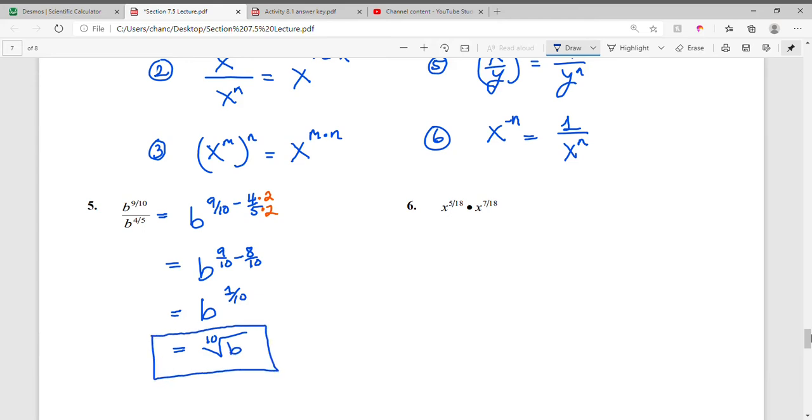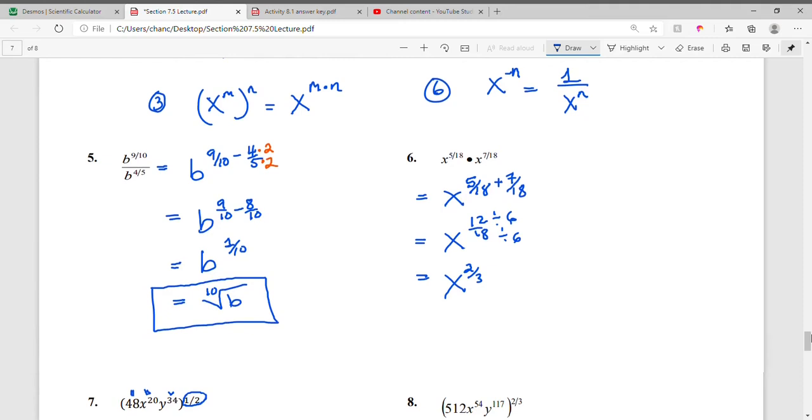For question 6, I'm going to use the product rule. This is equal to x to the 5/18 plus 7/18. And since they have the same denominator, that's really nice. This is x raised to the 5 plus 7, that's 12 over 18. But I can reduce the 12 and the 18. They both have a common factor of 6. So let's divide the top and bottom by 6. We get x to the 2/3 power.